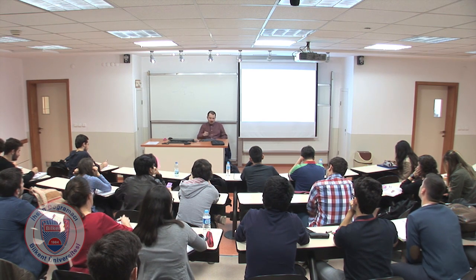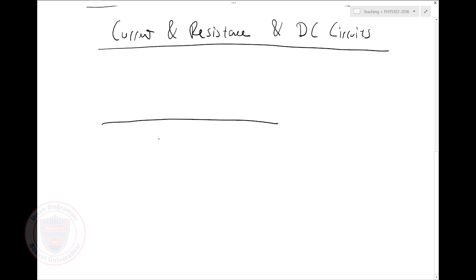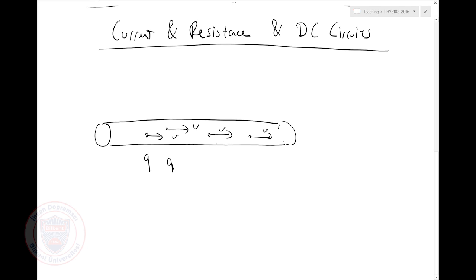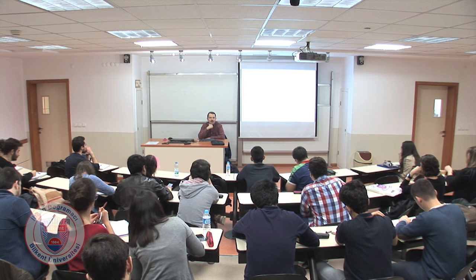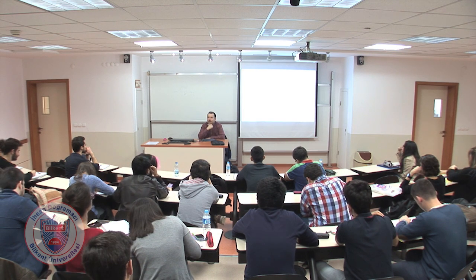Now, I'm going to tell a different story. We'll move a little bit away from electrostatics. We'll talk about motion of charges. So what happens is that if I actually have charges in a conductor, if they move with some velocity v, the result is quite different from electrostatics.